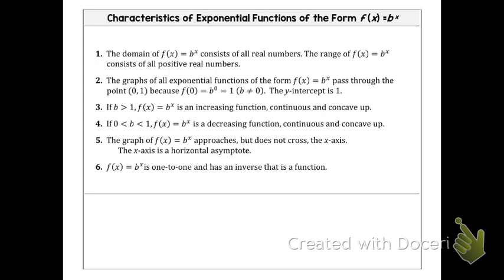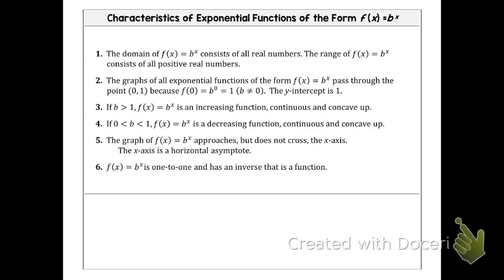Alright, then some characteristics of exponential functions of the form f of x equals b to the x. So your domain is going to be all real numbers, and your range consists of the positive real numbers. Because remember, if it's b to the x, then you have a horizontal asymptote at y equals 0, and your graph is up above it.